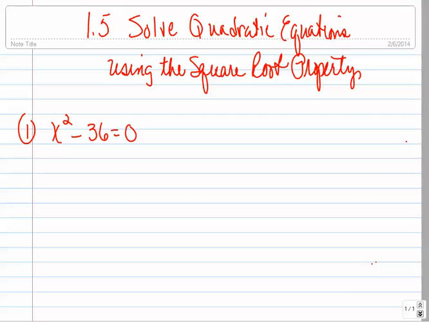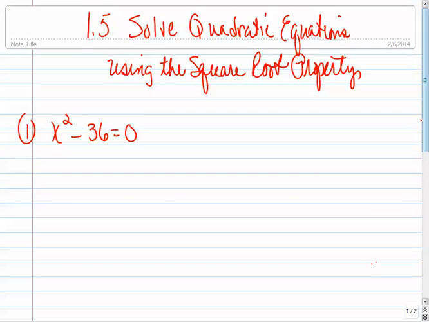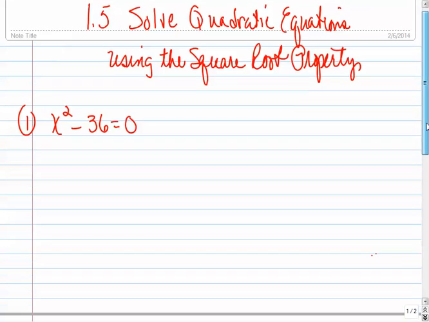Okay, I'm going to solve quadratic equations using the square root property. This is the second method of solving. And so I'm going to solve the first equation, x squared minus 36 equals 0. This one you actually could solve by factoring. It's one of those that there's more than one way to solve it. And the square root property is a little bit easier than factoring.